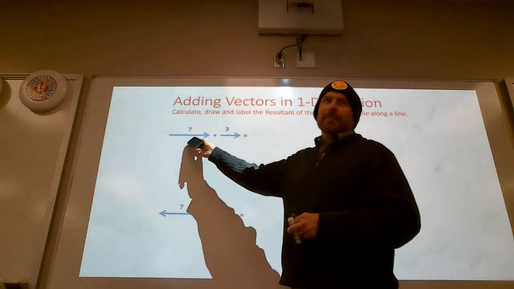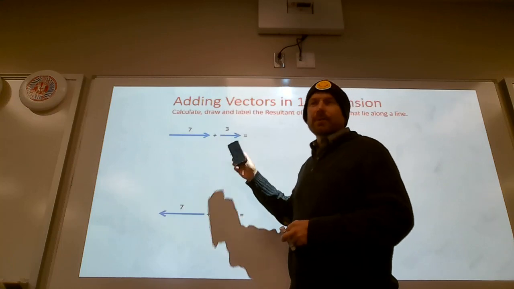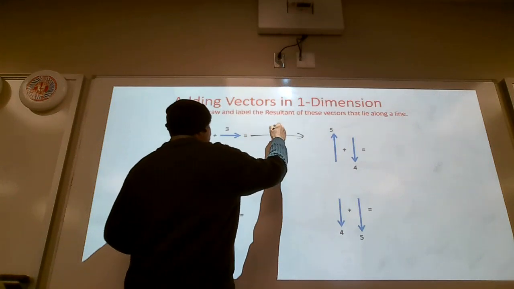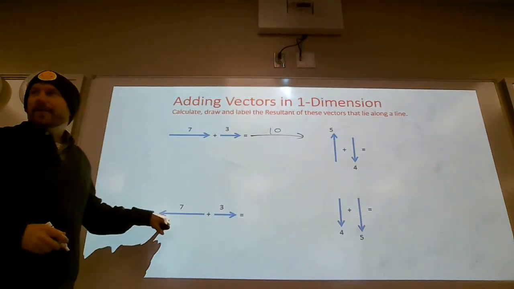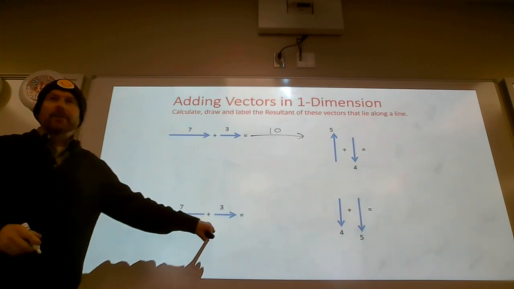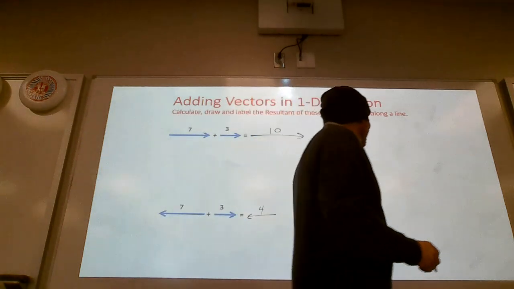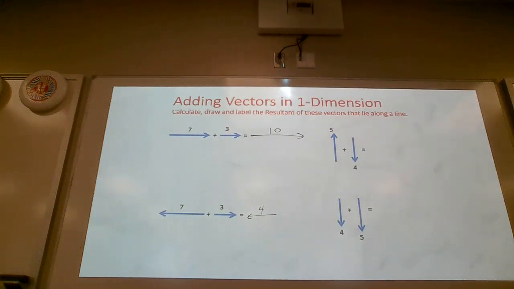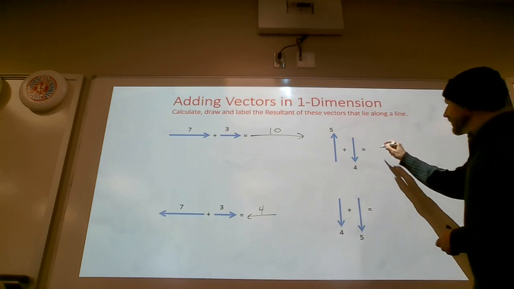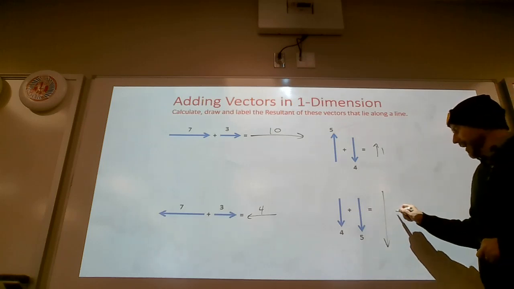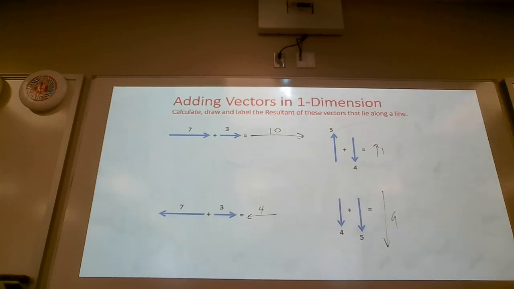7 to the right plus 3 to the right gives you 10 to the right. Whoa. 7 to the left plus 3 to the right gives you, man, you guys are born for physics. 1 up plus 4 down gives you 1 up. 4 down plus 5 down gives you, man. Okay, so that's the extent of finding the resultant of vectors in one dimension.